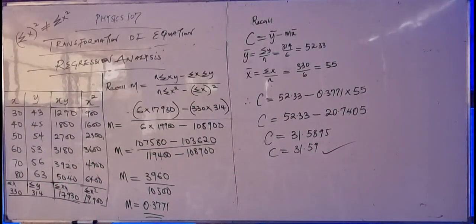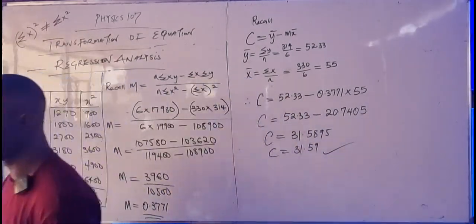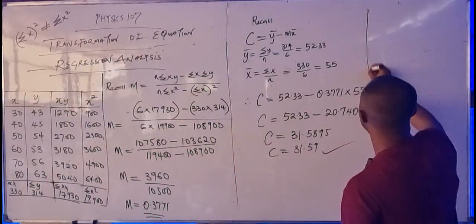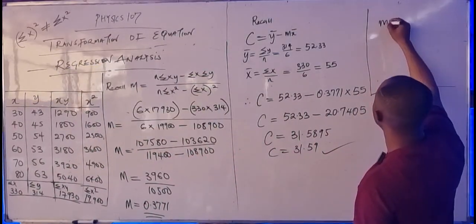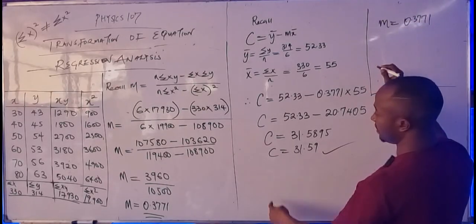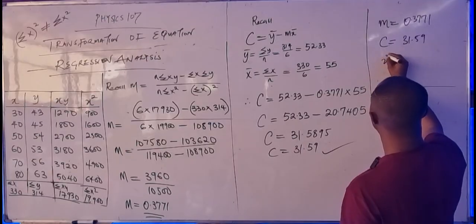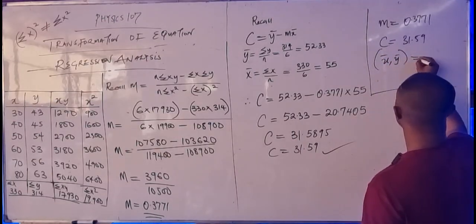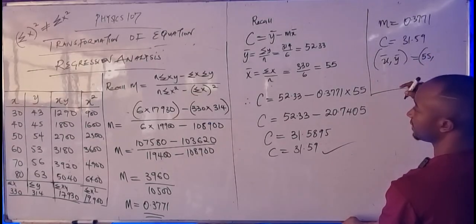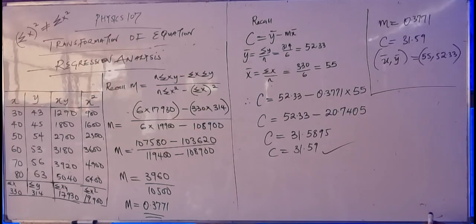Now, are you done with this page? Right. I want to clean it. Okay, let us look at this. Let's bring up all the parameters we will need. What's our slope? 0.3771. What's our intercept? 31.59. What's our X bar, comma, Y bar? 55, comma 52.33. Just put this down. These are the values we need.